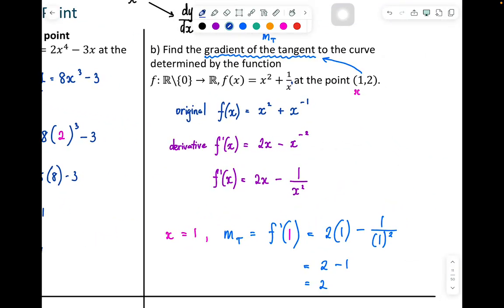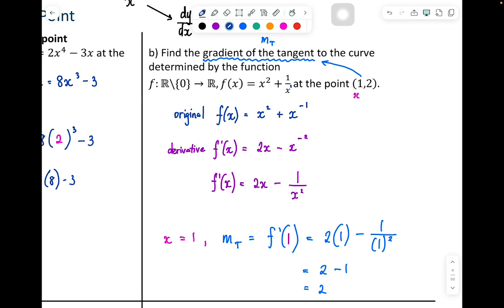Now, in the next example here, the calculation is already done. I'll just talk through this here. So the gradient of the tangent is mt. We need to find what mt is. We've got the equation or the rule, and we also have the domain. And it's at the point 1 and 2. So if you have a look here, I've only labeled the x. We also have the y value as well.